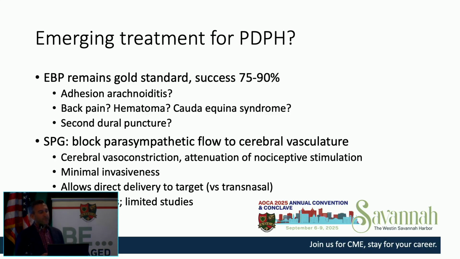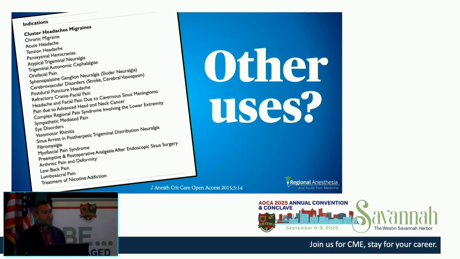So with this block, you're blocking the parasympathetic flow to the cerebral vasculature, with cerebral vasoconstriction and attenuation of nociceptive stimulation. It's minimally invasive and allows direct delivery to the target. There are limited studies; the last time we tried to pull at SOAP to see if anybody was doing this, it does not seem to be super common, but I think as more people learn, it's pretty easy to do, and I could certainly see it becoming more common. And the list is pretty long.